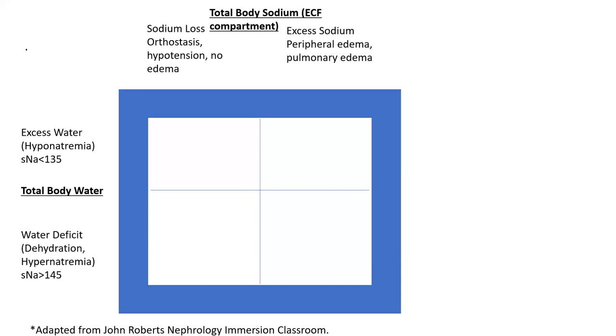Perfect. Who's patient number two? Elderly female, severe dementia, mild diarrhea, sodium 123. All right, who can talk me through this one? Put her in the bottom left. You put her bottom left. Talk me through it. Why?